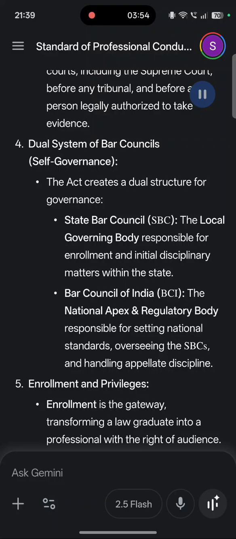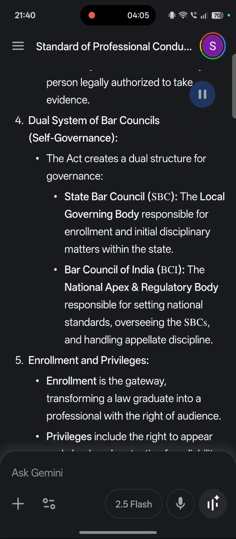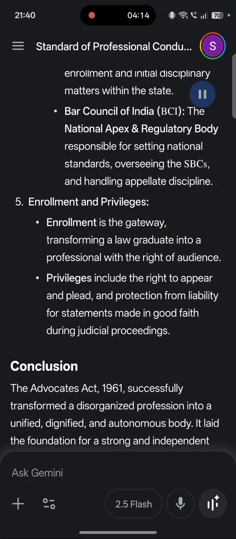State Bar Council, SBC, the local governing body responsible for enrollment and initial disciplinary matters within the state. Bar Council of India, BCI, the national apex and regulatory body responsible for setting national standards, overseeing the SBCs, and handling appellate discipline. 5. Enrollment and privileges. Enrollment is the gateway, transforming a law graduate into a professional with the right of audience. Privileges include the right to appear and plead, and protection from liability for statements made in good faith during judicial proceedings.